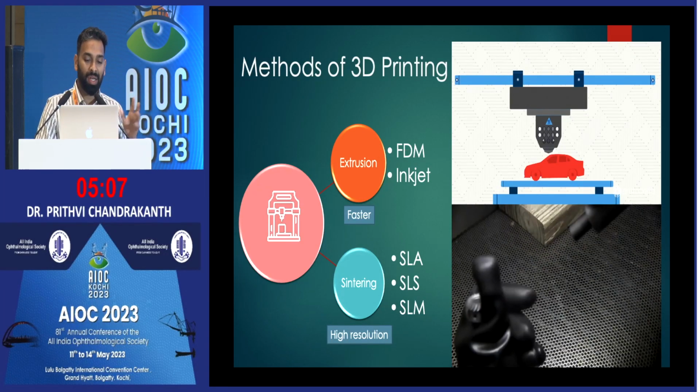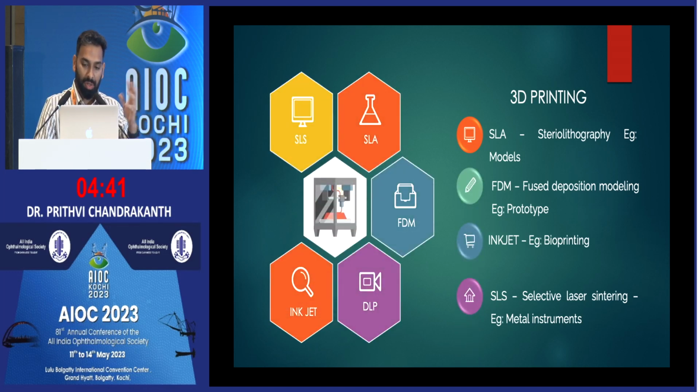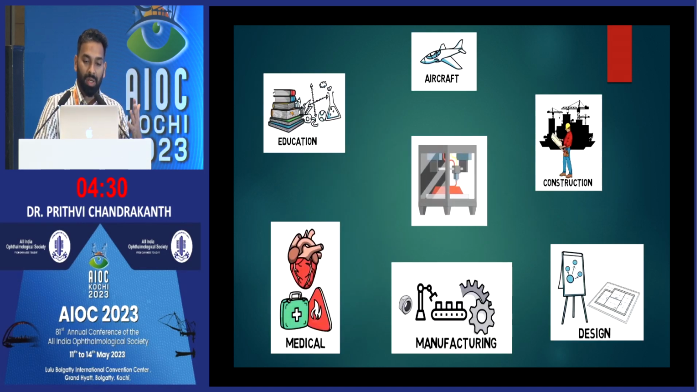And sintering is such that we have the powder in whichever material required, and the laser will deliver a little bit of heat, which will not be so much that it will melt the powder, but just enough to join the powders together to get a proper model of the design which you want. Different methods can be used, like SLA for prototyping, FDM for prototyping, inkjet for bioprinting, SLS for metal instruments.